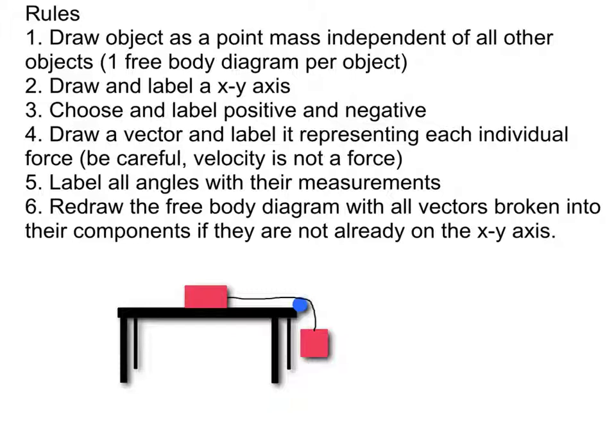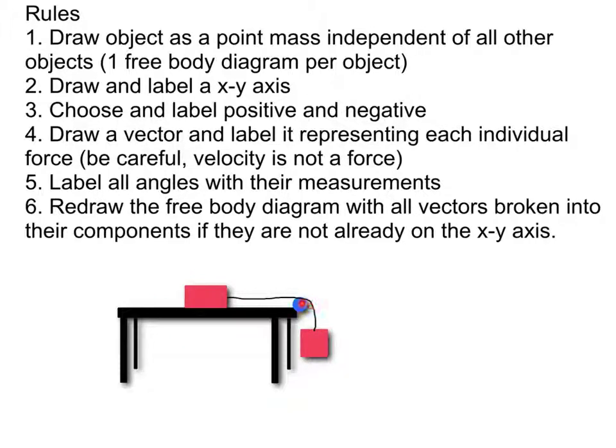Let me point out rule number one, and this is really why I have it up. Draw object or objects as point masses independent of all other objects. So you're going to draw each object independent of others, one free body diagram per object. So if you have two objects, you're going to need two separate free body diagrams.